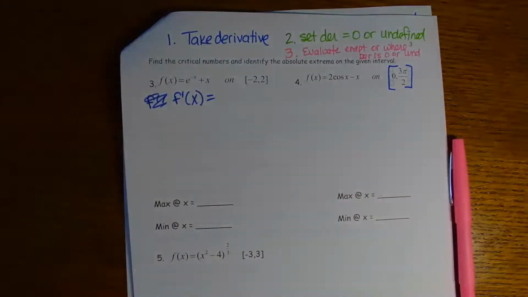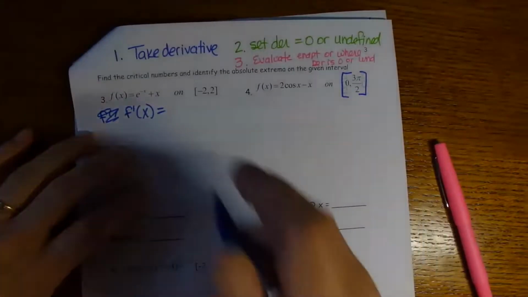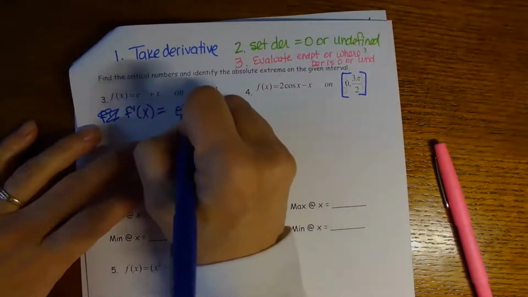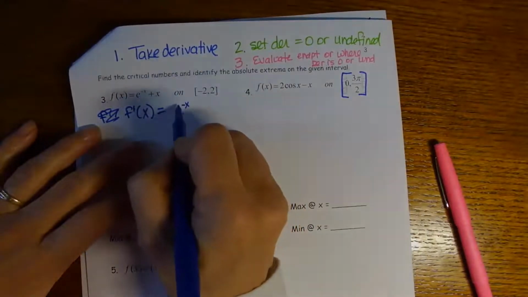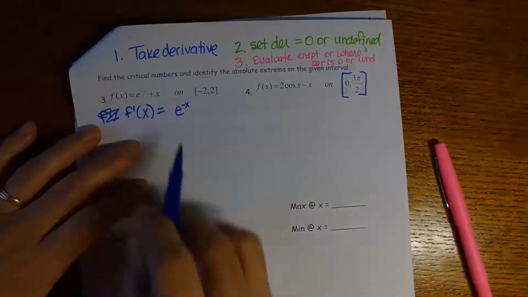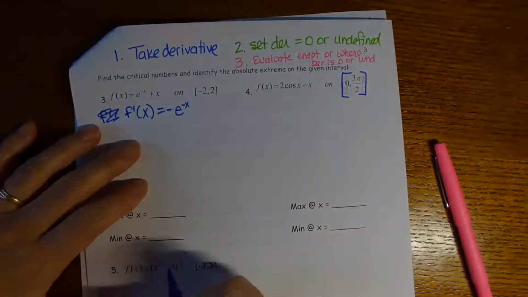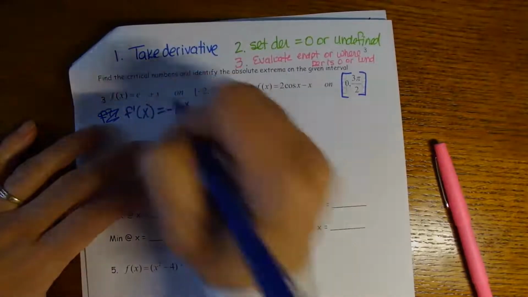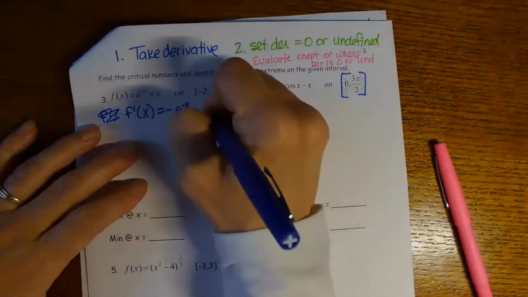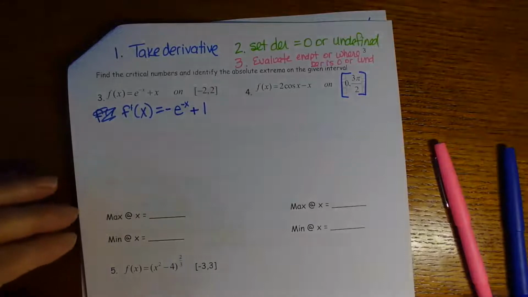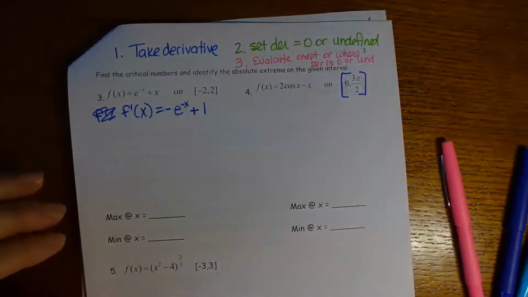What is the derivative of e to the negative x? e to the negative x times the derivative of the exponent. And what's the derivative of negative x? Negative 1, right? Plus, what's the derivative of x? 1. So now we're going to set that equal to 0.